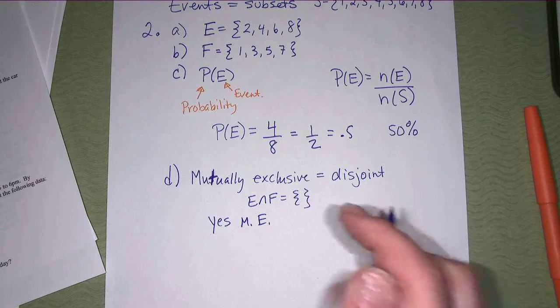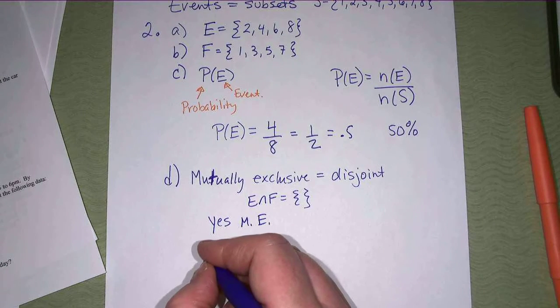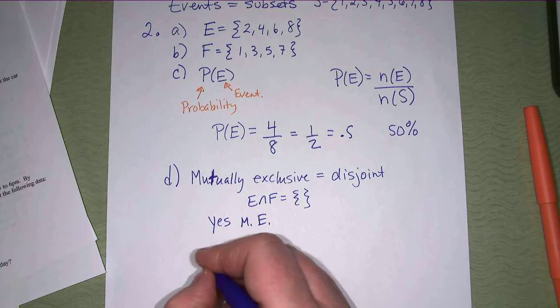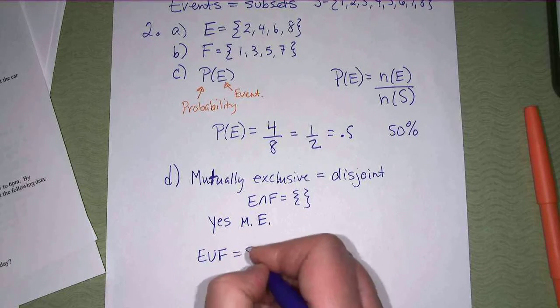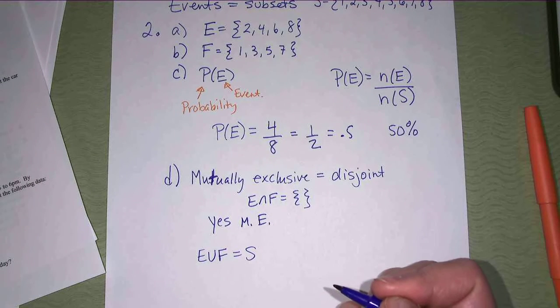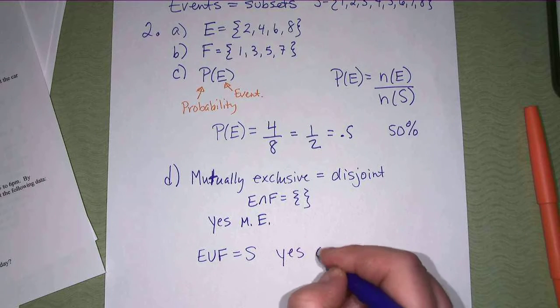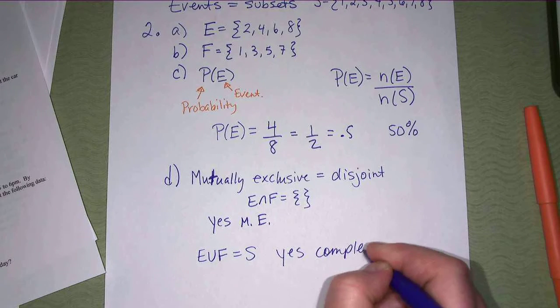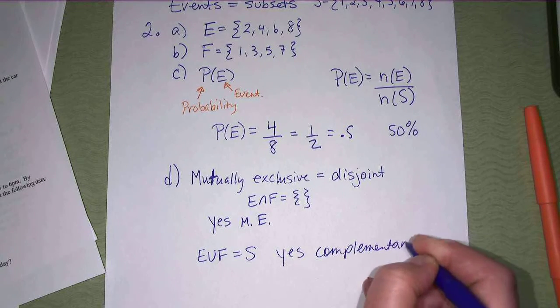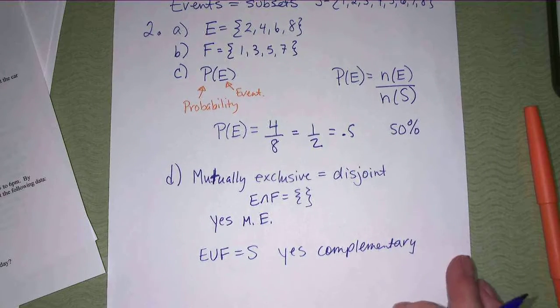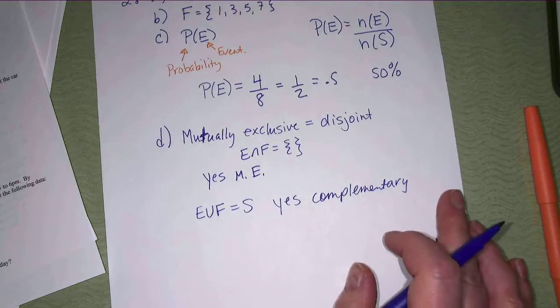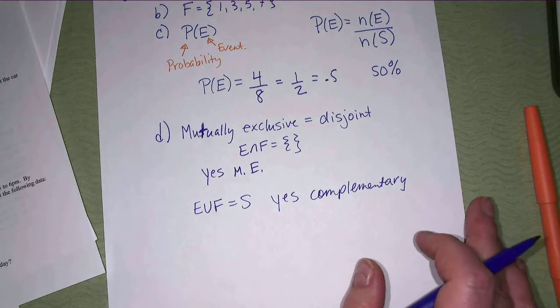And are they complementary? Yeah. So E union F is the whole sample space, right? All the even and all the odd. So it is the sample space. So yes, complementary. So those were the two criteria. If they're disjoint and they add up to the whole sample space, then they're complementary.